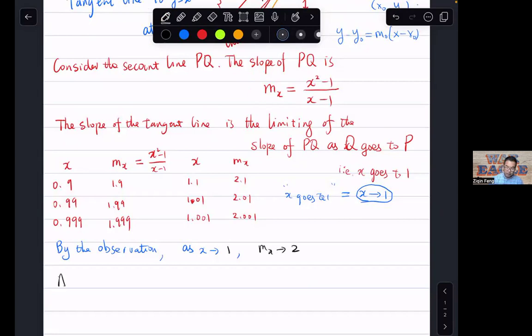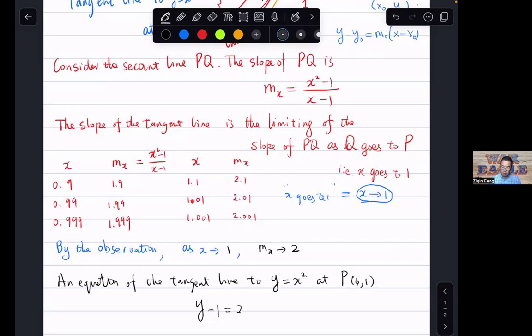So the equation of the tangent line to y equal to x squared at the point P, which is (1, 1), is given by y minus 1, where 1 is the y value of the point, equal to the slope times x minus 1. And so that's the tangent line equation for the curve at the given point, right?